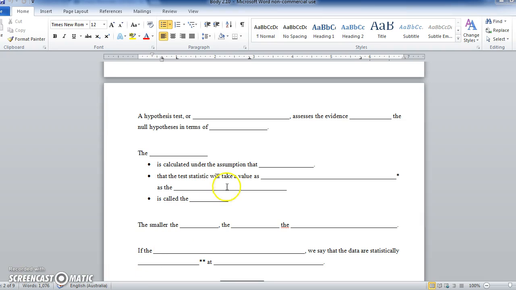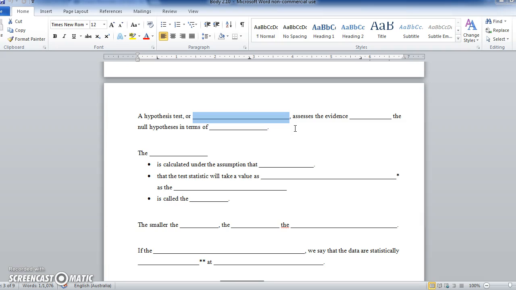So what we're going to do now is work with some values to quantify when we can say we reject, or there's not enough evidence to reject, the null hypothesis. So we're going to quantify some of that.